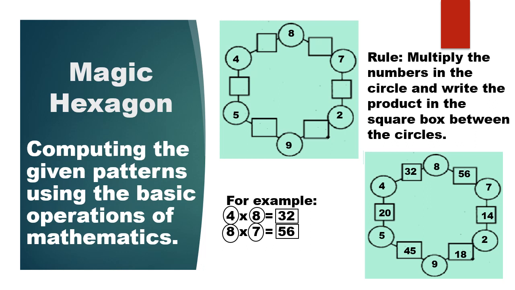So you can observe, see here, 4 5s are 20, 5 9s are 45, 9 2s are 18 and 2 7s are 14. Likewise, we solve the magic hexagon.